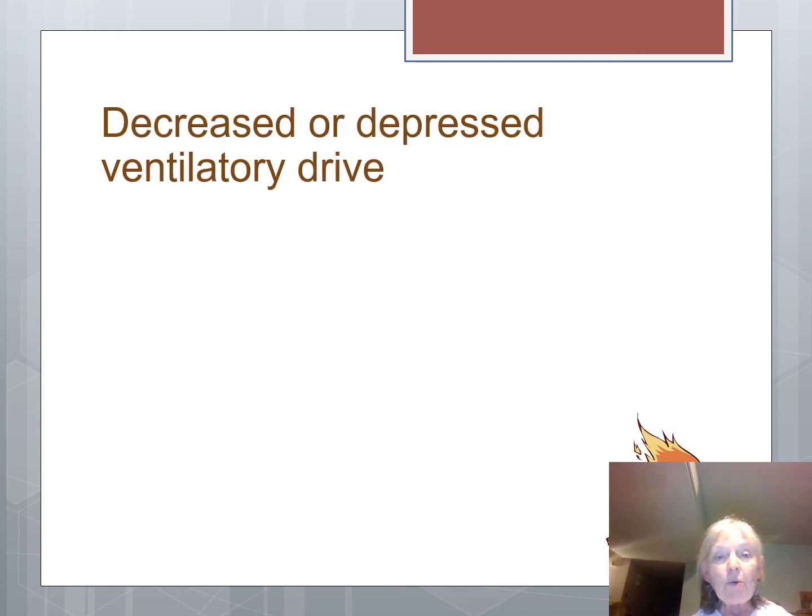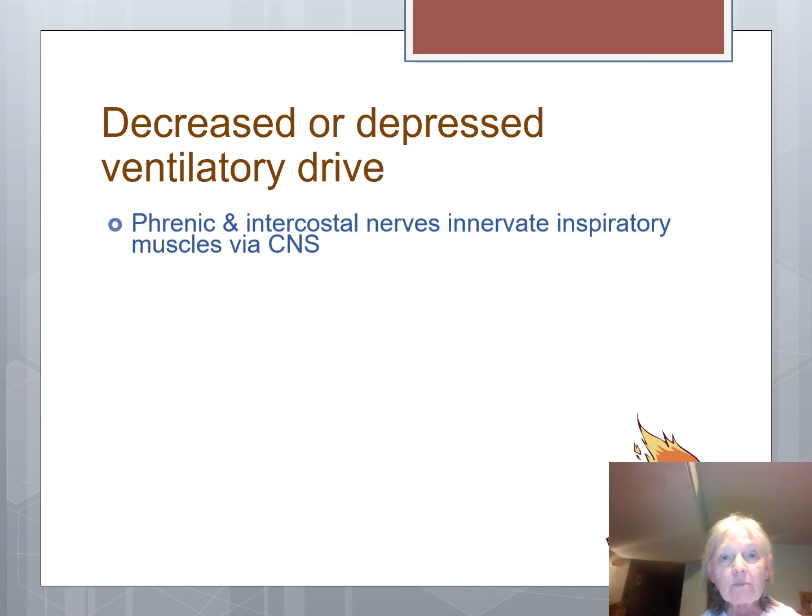So there's your decreased or depressed ventilatory drive. There we go. Remember, we have the phrenic nerve, which is between C3 and C5, innervates the respiratory muscles, or at this particular point, through the CNS system and allows us to breathe, okay?